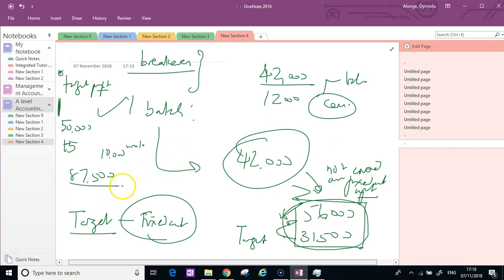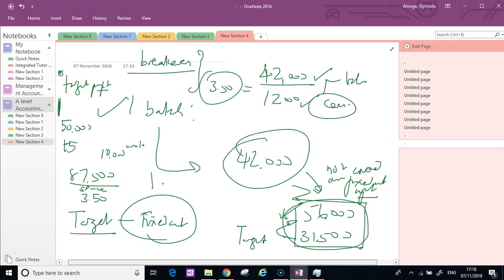So what I could do is divide. I could first find what the contribution is per can: 42,000 divided by 12,000, which gives me £3.50. So my contribution per can is £3.50. This is the selling price minus the variable cost per can, and that's the contribution for 12,000 cans. So now I can find how many cans I need to sell to break even and cover my fixed costs.